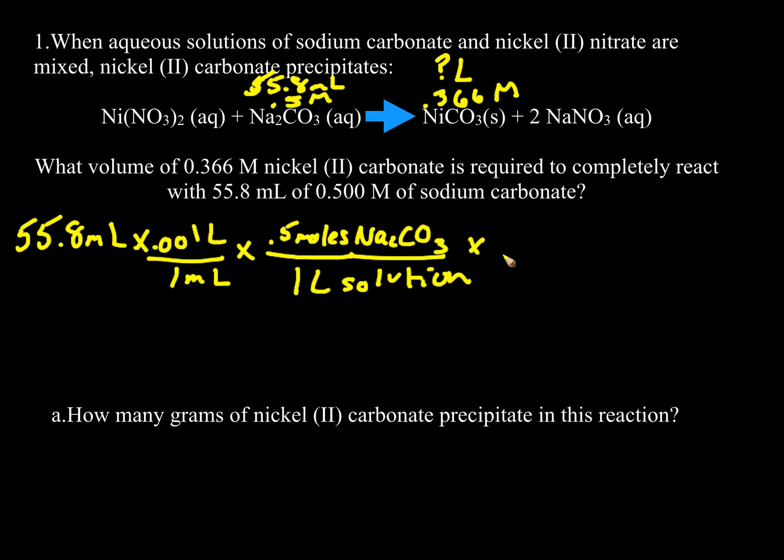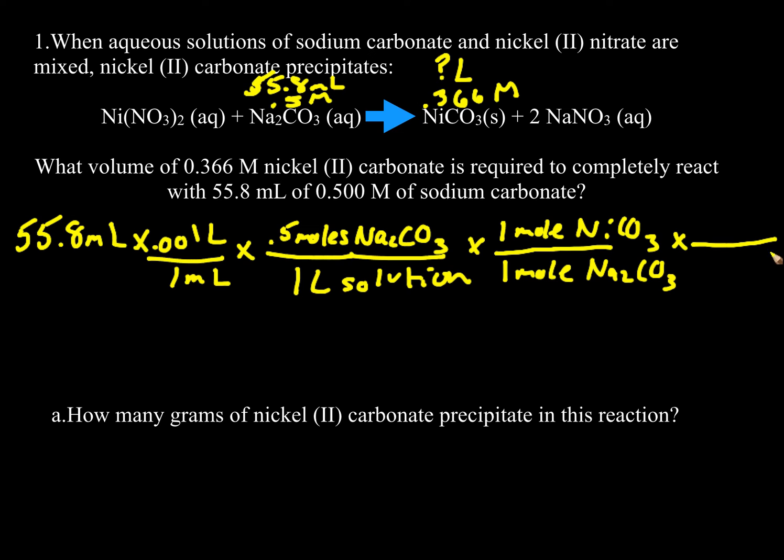We need to get to moles of NiCO3. So now we're going to use our mole ratio. Remember, it's solution stoichiometry. So 1 mole NiCO3 all over 1 mole of Na2CO3. And then our last step here, we want to know the volume, right? So 1 liter of solution will be on top, and on the bottom, we're going to have 0.366 moles of NiCO3.